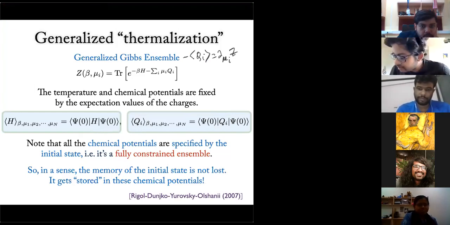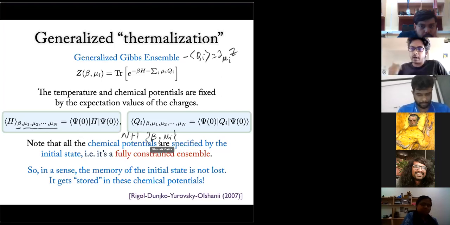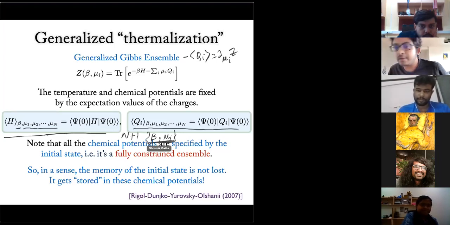Okay, so you have a set of n plus 1 equations. You have n conserved charges, chemical potentials corresponding to these, and you have the temperature. So you have a total of n plus 1 equations, and your unknowns are basically this beta and these mu_i's, n plus 1 unknowns. So you can solve these equations, this one and this one, in order to find what these are. And all of these chemical potentials and this inverse temperature are fixed by the initial state.